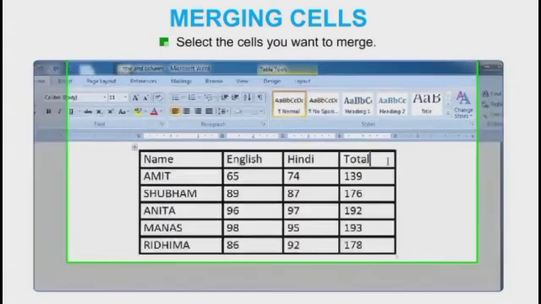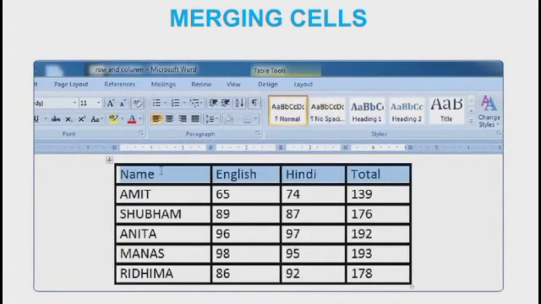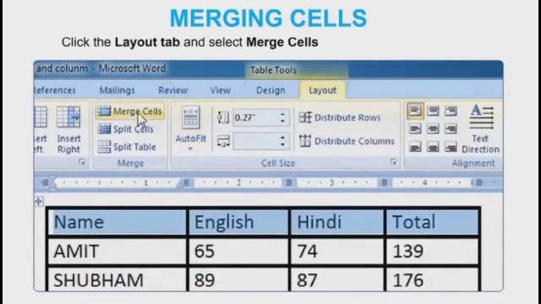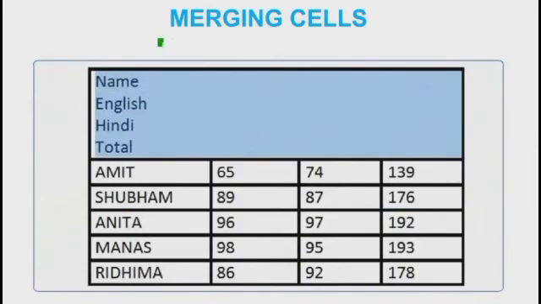Select the cells you want to merge. Click the Layout tab and select the Merge Cell button in the Merge group. The data gets combined in one cell.